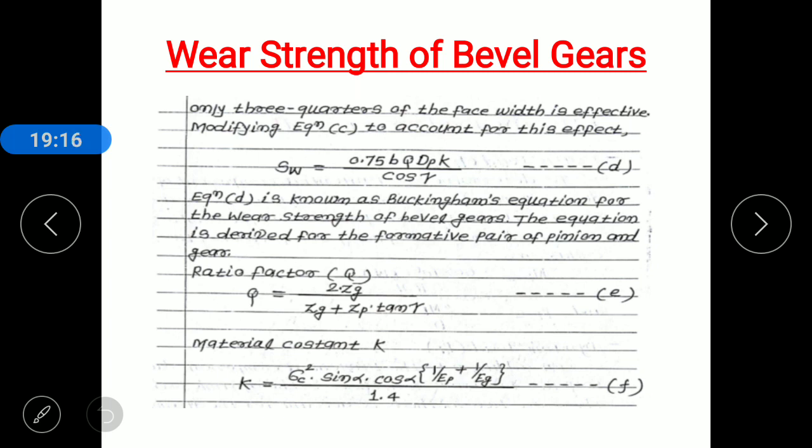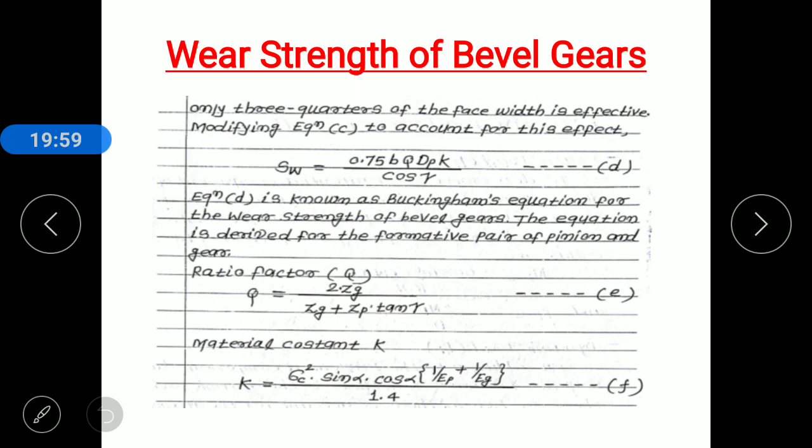For the wear strength of the bevel gear, the equation is derived for the formative pair of pinion and gear. Now next part, the ratio factor Q. How to find the value of ratio factor Q? In the case of a bevel gear, Q is equal to 2Zg divided by Zg plus Zp into tan gamma. Using this relation we find out the ratio factor in the case of a bevel gear. Remember that relation once again, 2Zg divided by Zg plus Zp tan gamma. Gamma is the pitch angle.